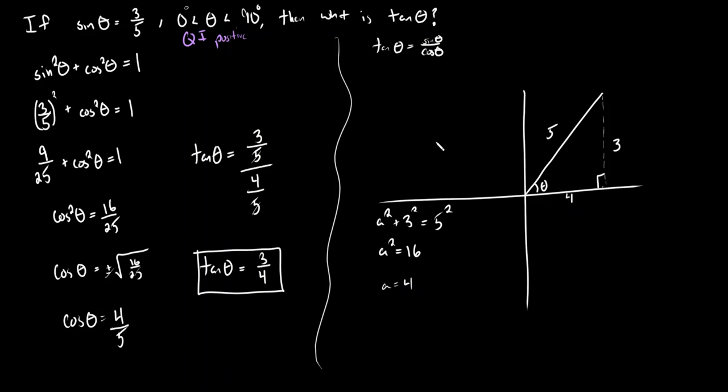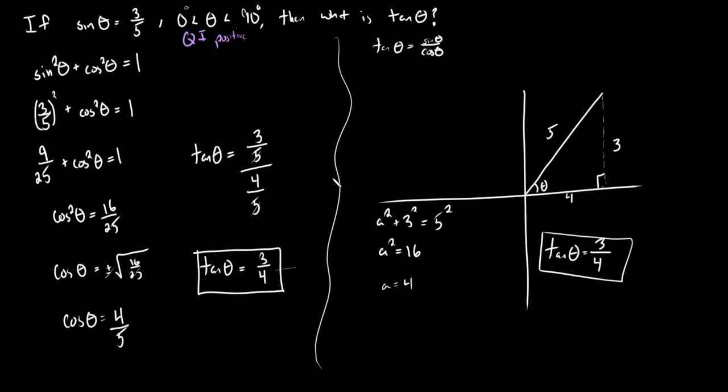If this was in quadrant 2, I would make that a negative 4. I'm perfectly aware that a length cannot be negative, but when we're doing trig in the coordinate plane, sometimes it's easier to just throw the negative on it so you get the right answer, okay? And now I can find tangent fairly quickly, because tangent is opposite over adjacent, which is 3 over 4. So notice in both ways we get the same answer, okay?